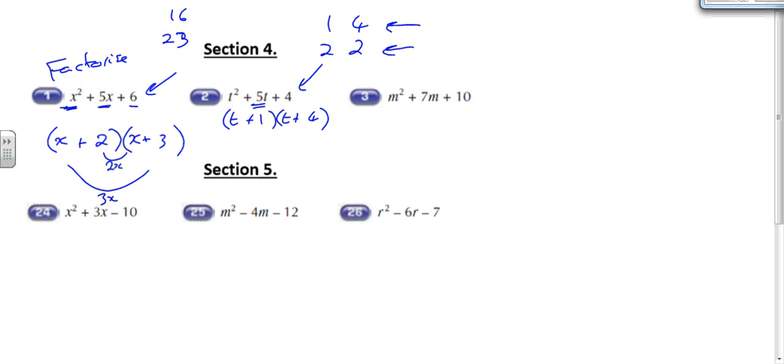And remember, it doesn't matter. You could have it as t plus 4 and t plus 1. It's absolutely fine. Question 3.